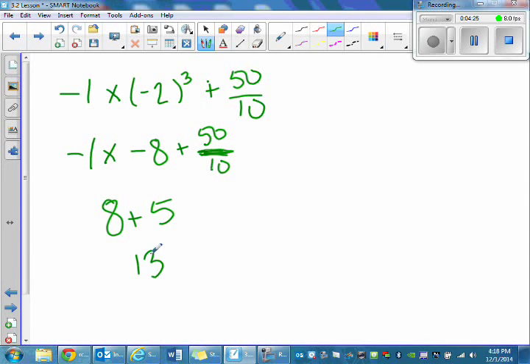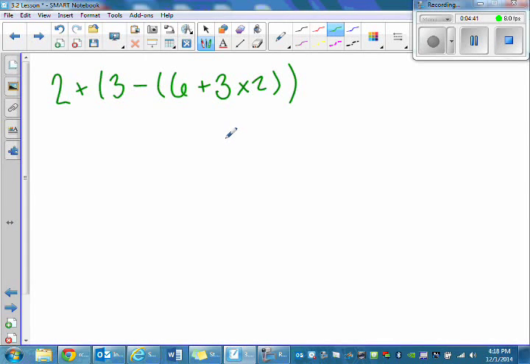Here we have 2 sets of parentheses. So we know we have to do parentheses first. We need to do the innermost parentheses first. So we have addition and multiplication in the parentheses. We still have to do order of operations inside the parentheses. Okay, so we're going to have the 6 plus 3 times 2 is 6.